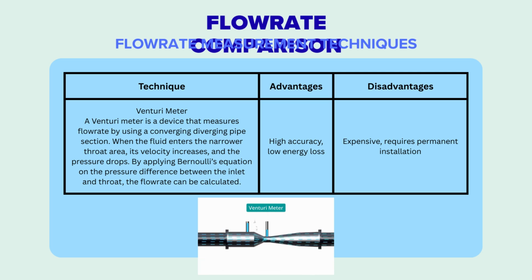A venturi meter is a device that measures flow rate by using a converging-diverging pipe section. When the fluid enters the narrow throat area, there is a velocity increase and a pressure drop. By applying the Bernoulli equation to the pressure difference between the inlet and the throat, the flow rate can be calculated. Advantage: high accuracy, low energy loss. Disadvantage: expensive, requires permanent installation.